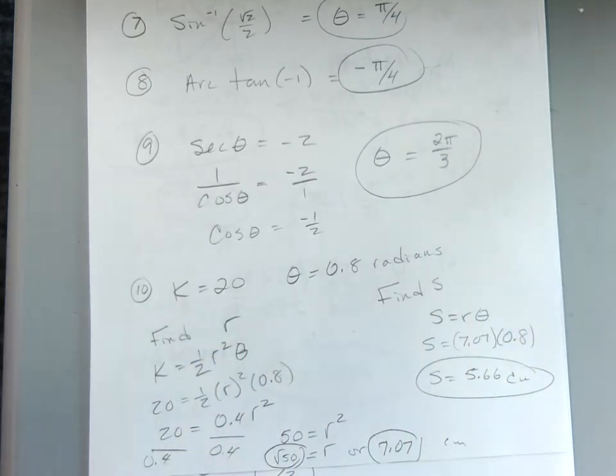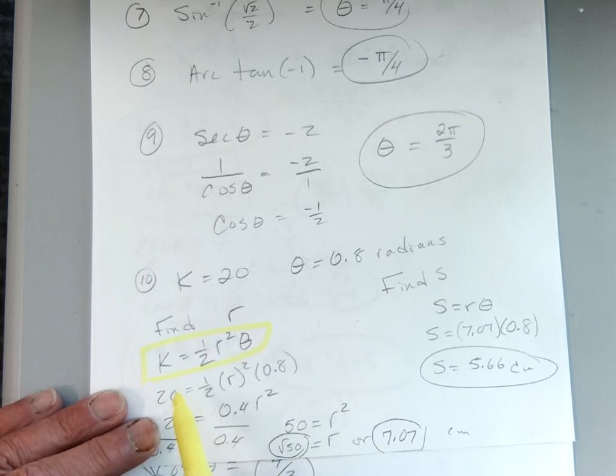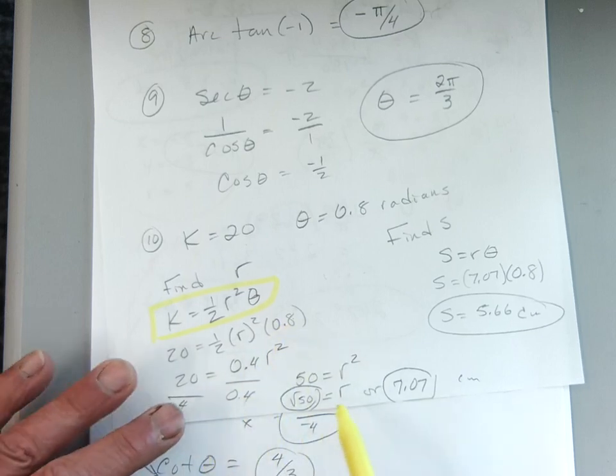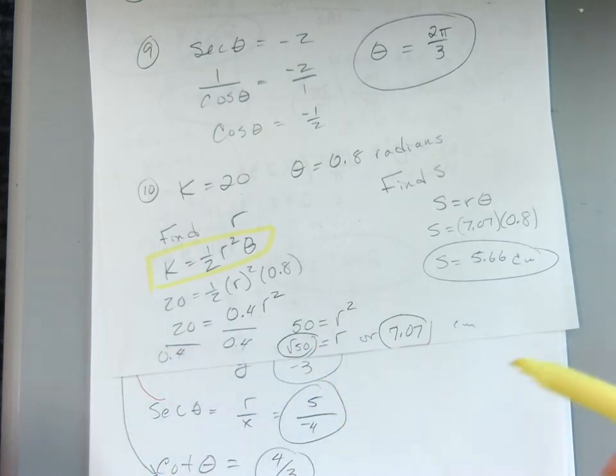So the first formula I found was the sector formula. And it has a K, and it has a theta, and I can find R. So I took half of that. 0.8 is 0.4. I divided by 0.4 to solve. I got 50. Took the square root of 50. I got about 7.07. So that's the radius.